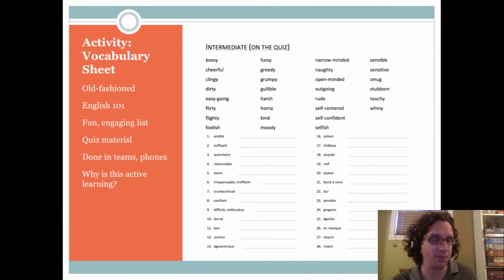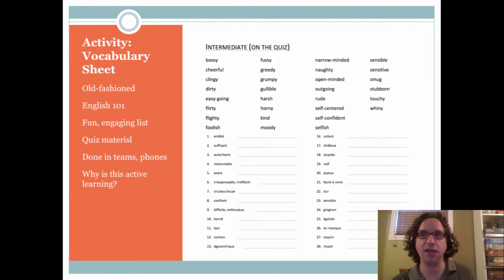And I want to say that this is a very old-fashioned activity. I know this. What is really fashionable right now in terms of learning vocabulary is learning it through games, interactive activities, and reusing the vocabulary in compositions and discussions, that kind of thing.